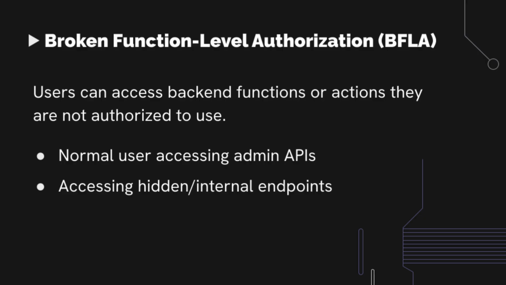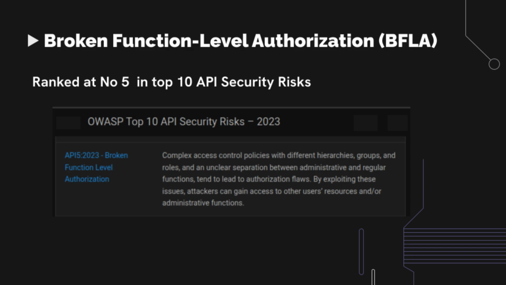Another common case is accessing hidden or internal endpoints directly. Even if the front-end hides these features, attackers can still call these APIs manually using tools like Postman or Burp Suite on the backend. These vulnerabilities are very dangerous and are ranked in the OWASP API Security Top 10. Let's try to understand this with an example.